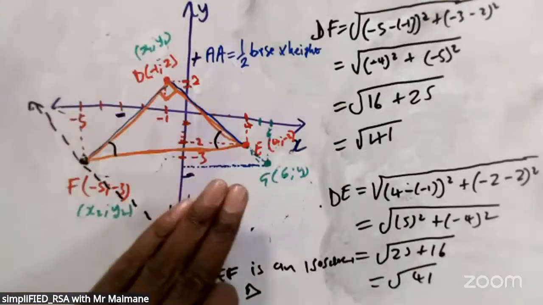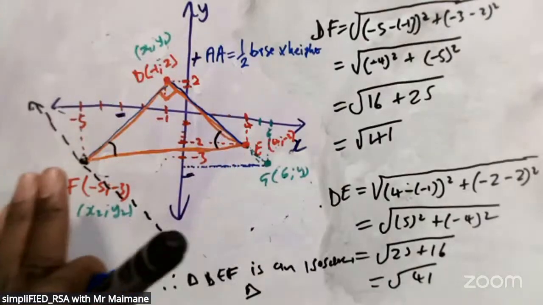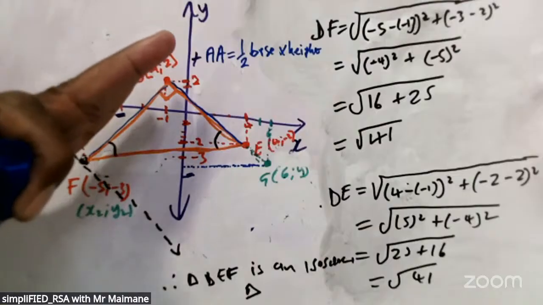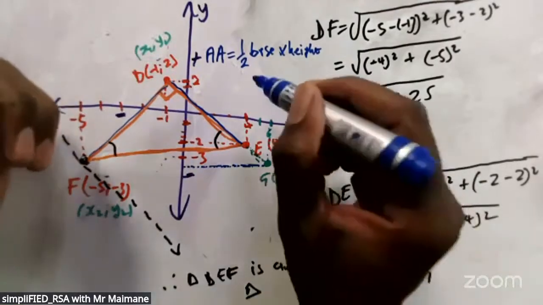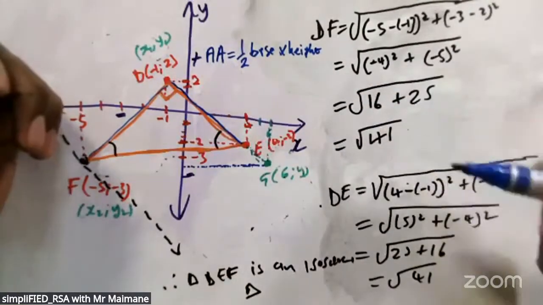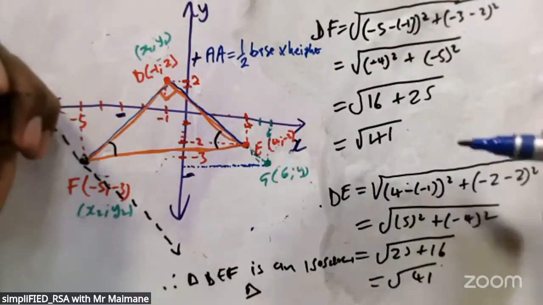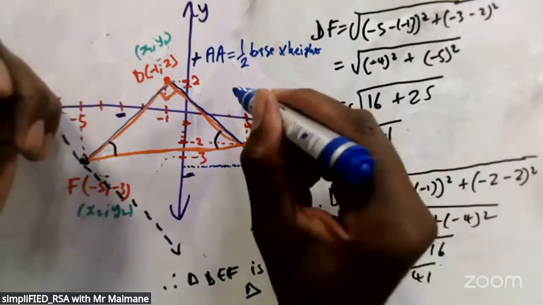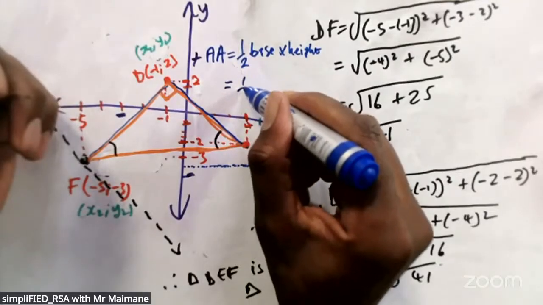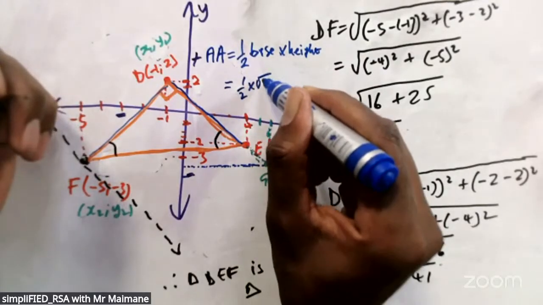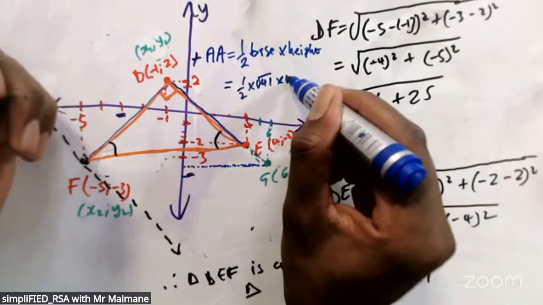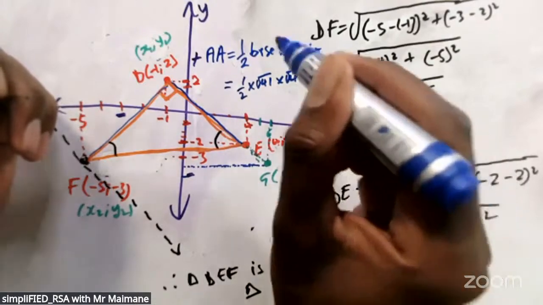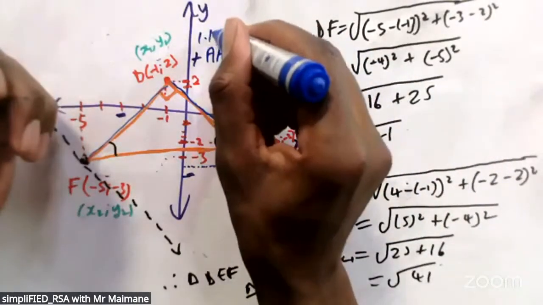Because it's a right angle, the height can be one of the sides. One of these is going to be your base and the other your height. Since they are the same, whichever one you choose to be a base or height doesn't matter. So this is going to be 1/2 times square root of 41 times square root of 41. That's how you answer the last question, 1.1.7.